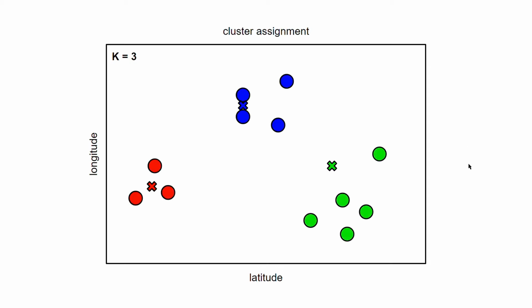So continuing the iterative process, we're back at cluster assignment. We can see that a little bit has changed. However, the red group is still the same. The blue data points now have increased to 4, and the green data points have been reduced to 5. Updating our cluster centers, we can see the blue and the green groups move slightly, while the red one remains roughly the same.